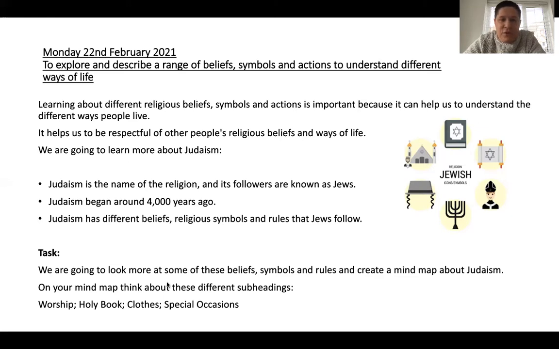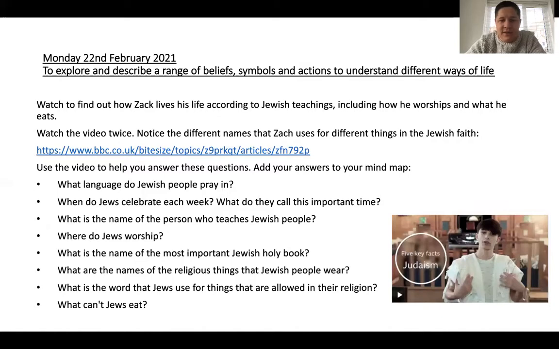So as you go through today's lesson, I'd like you to create your own mind map and use these subheadings: worship, holy book, clothes, and special occasions. We're going to meet this young man here called Zach, and he lives according to Jewish teachings. He's going to explain what he does to worship and the type of food that people that are Jewish like to eat. We'd like you to watch the video twice, and I'd like you to specifically focus on the special names that Zach uses for the things he mentions about the Jewish faith.